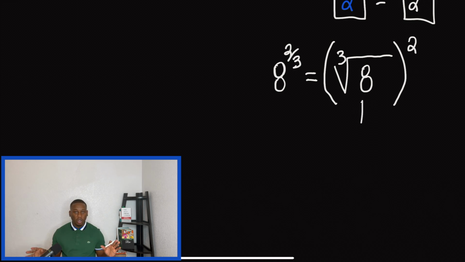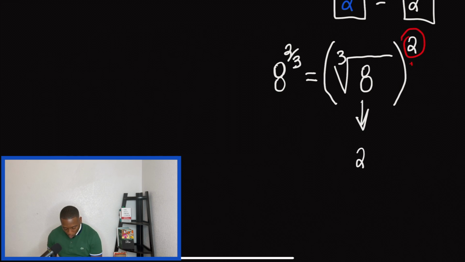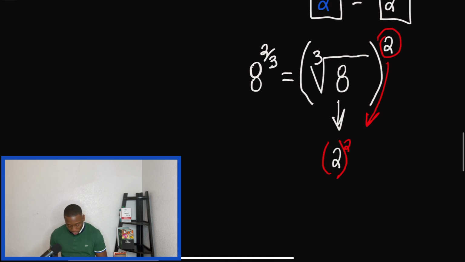So we already know the cube root of 8 is going to be 2. We bring down our exponent, and now we're evaluating 2 to the second power. So after we found the cube root of 8, which is 2, now they tell us to square that answer. So our final answer would be 4.